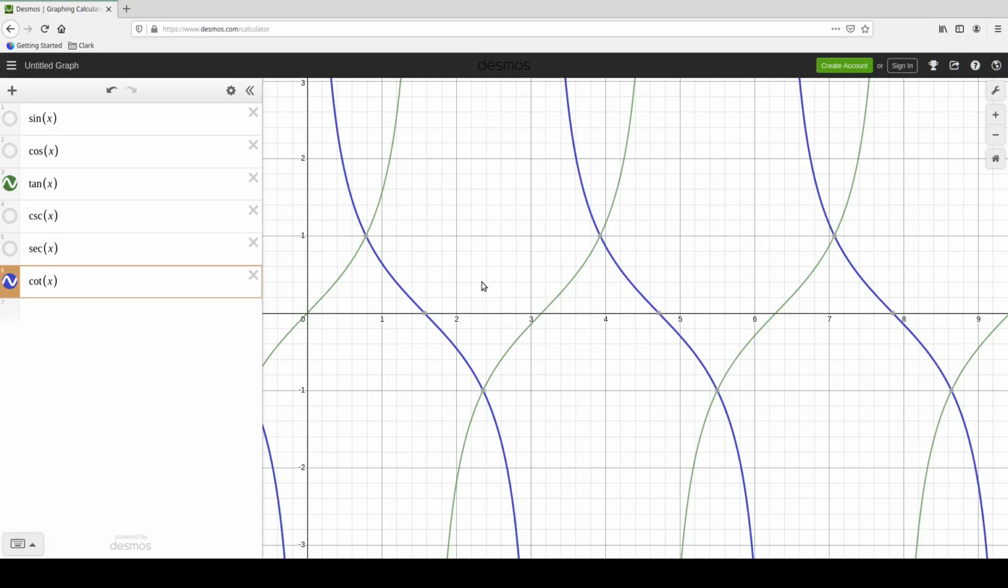So Desmos is a very good tool for graphing and for seeing these things, but we're going to see a number of different trig identities that help us along in terms of arguing and figuring out things about these trig functions.